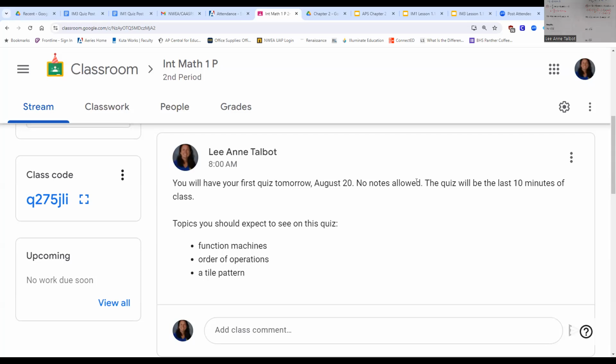And then the last one is a tile pattern. Tile patterns are usually pretty easy, but we're doing them today in class also. Okay, you guys know what those 3 things are. Function machines, order of operations, and tile patterns. Okay, so just so you know, that is tomorrow, last 10 minutes of class.